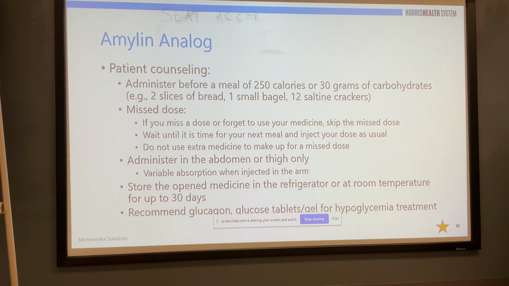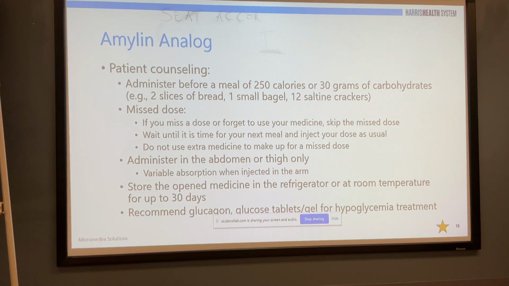And it's recommended to inject this product in the abdomen or thigh. And it's good for 30 days at room temperature once you start opening the pen and using the pen. And it's recommended that patients using this amylin analog are prescribed a glucagon injection, or they take glucose tablets or gels, because the hypoglycemia can be so severe.